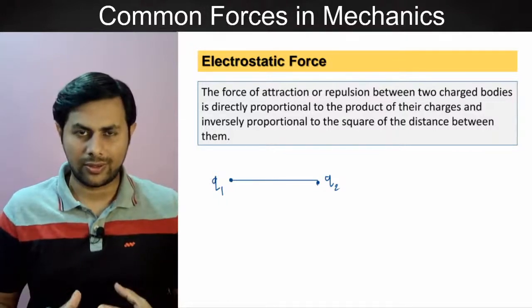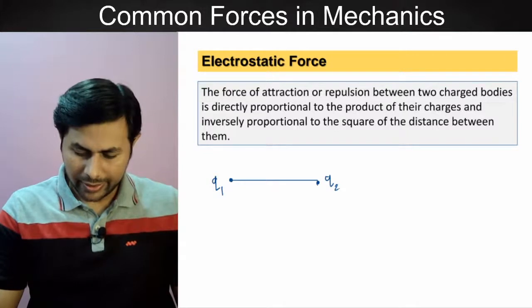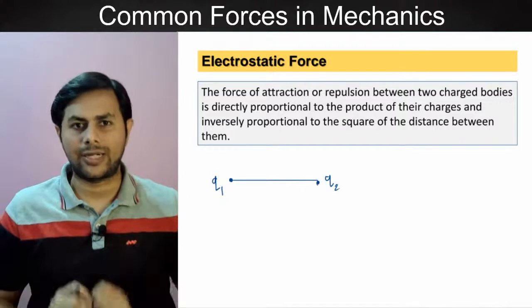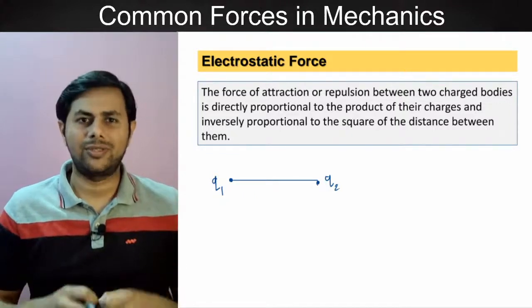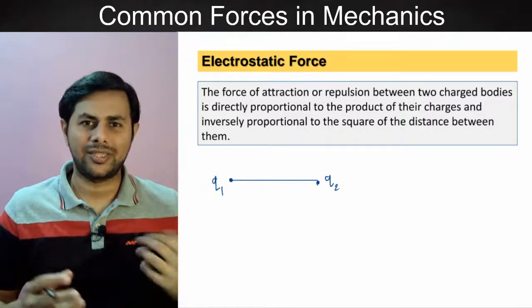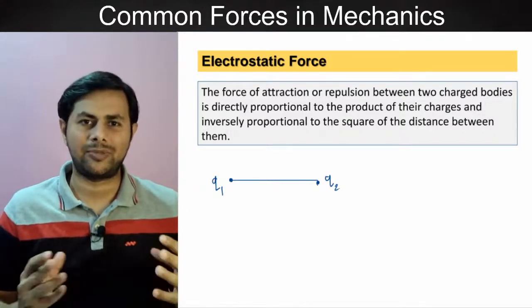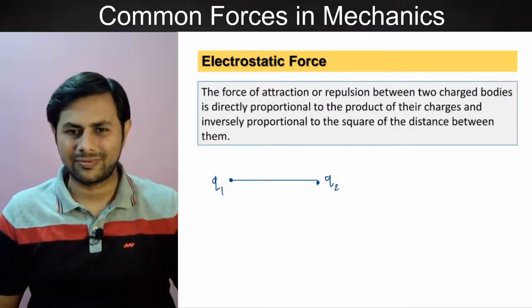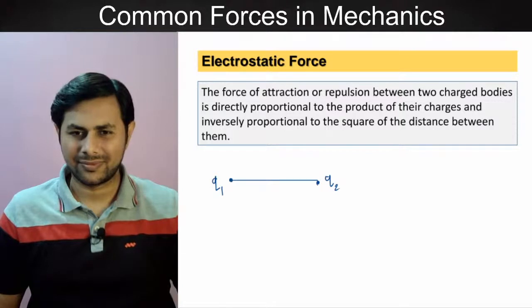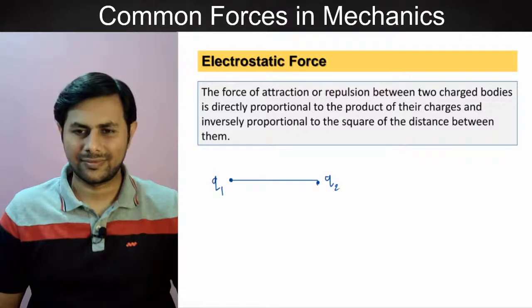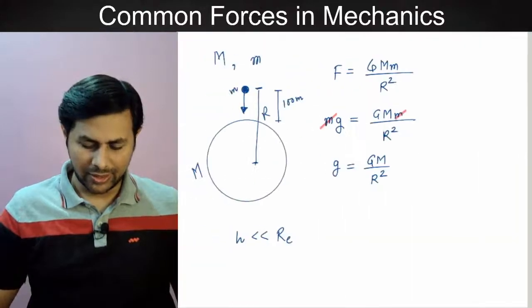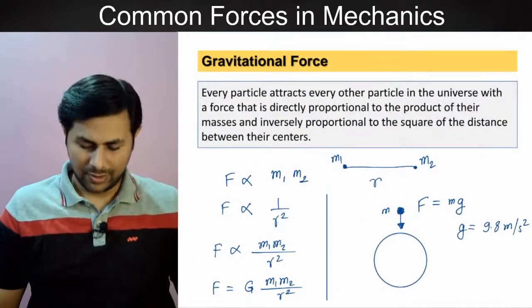The force of attraction or repulsion between these charges is given by a law known as Coulomb's law. Coulomb's law reads: the force of attraction or repulsion between two charged particles is directly proportional to the product of their charges, and it is inversely proportional to the square of distance between them. So you spotted some similarity with the gravitational force. This law is very similar to Newton's law of gravity.